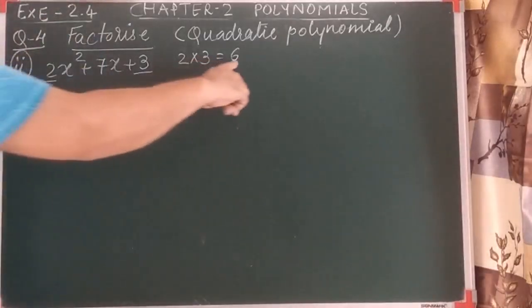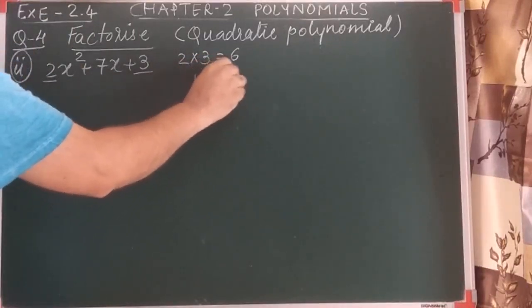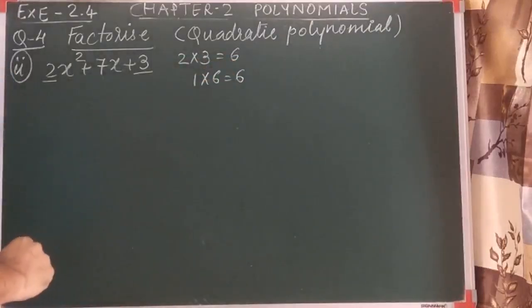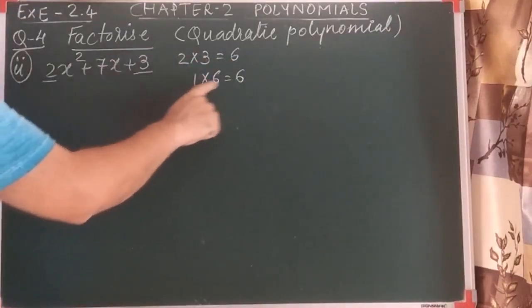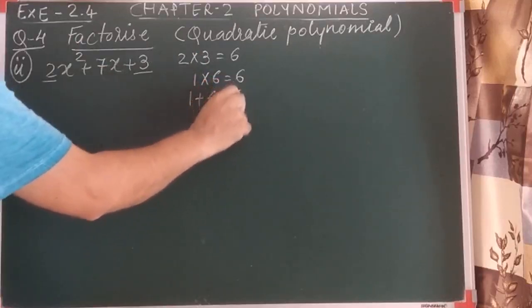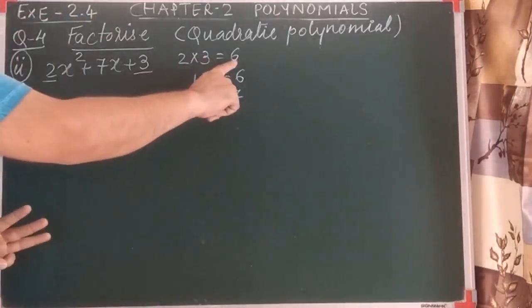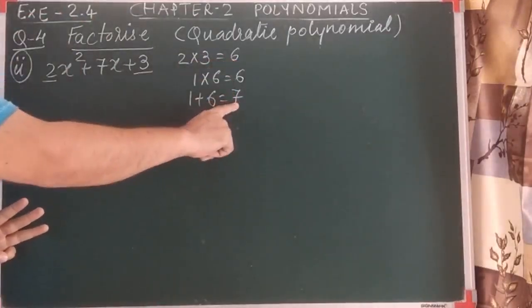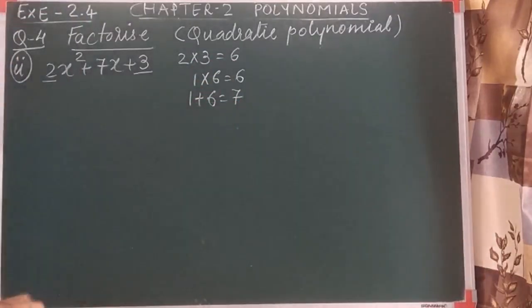So let's find out all the possible factors of 6. 2 3s are 6, 1 6 are 6. Now look at this, the sum of which two numbers will give me 7? 2 plus 3 won't be 7, but 1 plus 6 is 7. So my factors are 1 and 6. So I got the answer of all the three questions: we have to find the factors of 6, and we have to obtain 7 by addition. Got it? So these are the two split terms of 7.